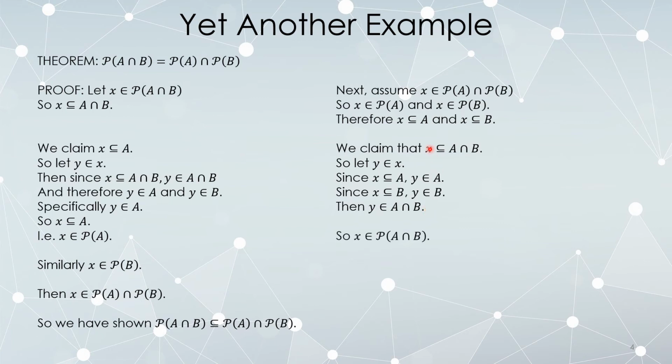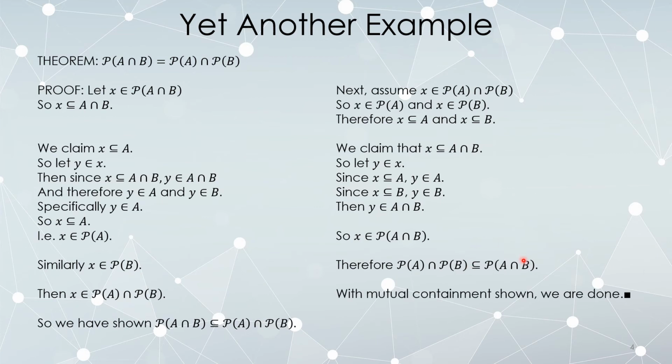In other words, X is a subset of A intersect B, and therefore is an element of the power set. So having assumed X was an element of this intersection, we were able to conclude that X was an element of this set here. In other words, the set on the right, this intersection of two power sets, must be a subset of the thing on the left. So we've shown left subset right, and then we showed right subset left. That's a proof by mutual containment. The two sets must be equal.